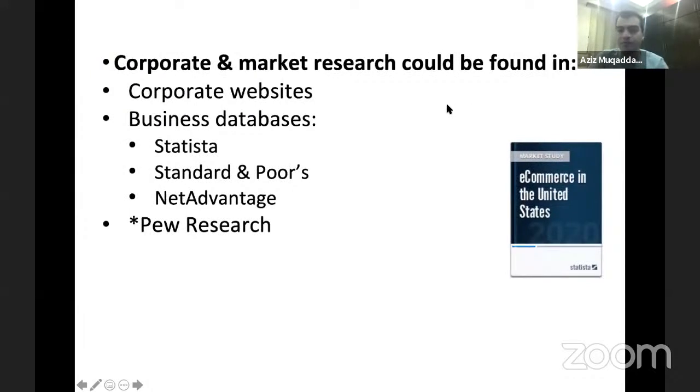So corporate and market research could be found in corporate websites. Companies that conduct the research themselves would publish it sometimes, but not most of the time. There are business databases. So if you go to a website like Statista, which is available via the library website, you will find data about consumer behavior.